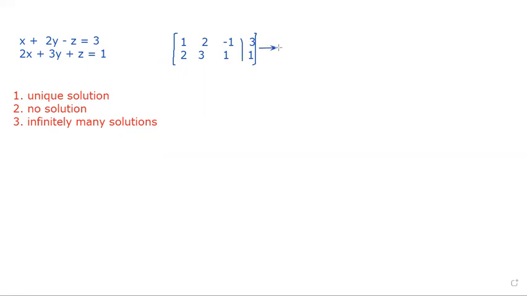So the first thing we want to do, we want to multiply -2 times row 1 plus row 2 to give us a new row 2. All right. So now, once we solve this problem, we'll have 1, 2, -1, 3, remember? And now that's going to be 0, -1, 3, and 5. Now, this is row echelon form.